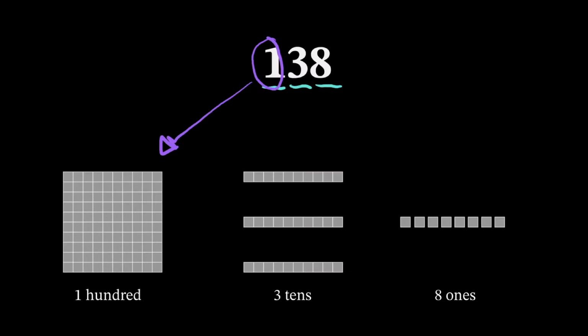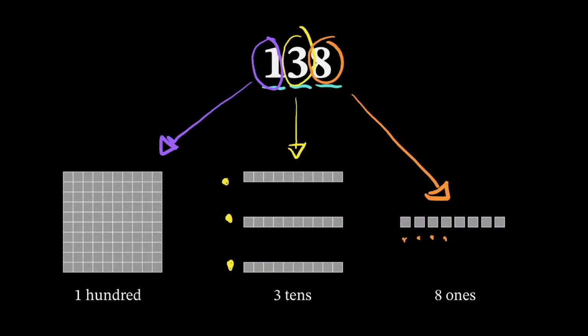If we look to the next digit, there's a 3, and it's in the tens position, which means we have 3 tens. So we can use 3 rods to represent 3 tens. Then we look at the digit 8, and it's in the ones position. So that means we're going to have 8 single blocks.